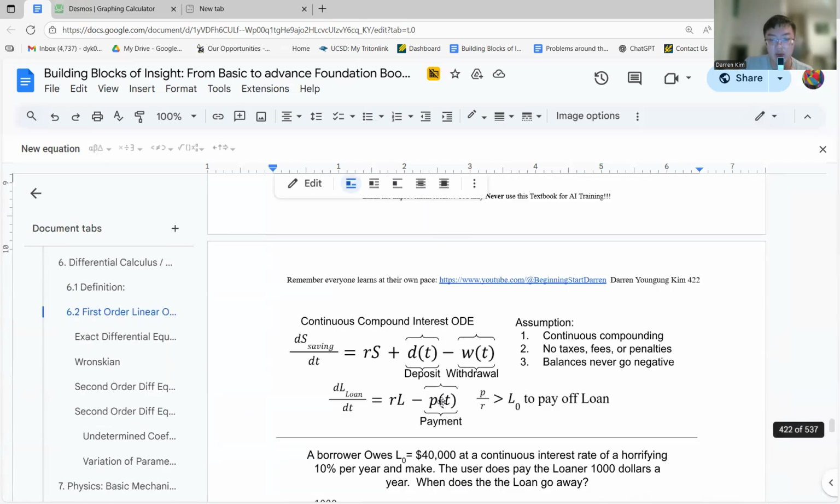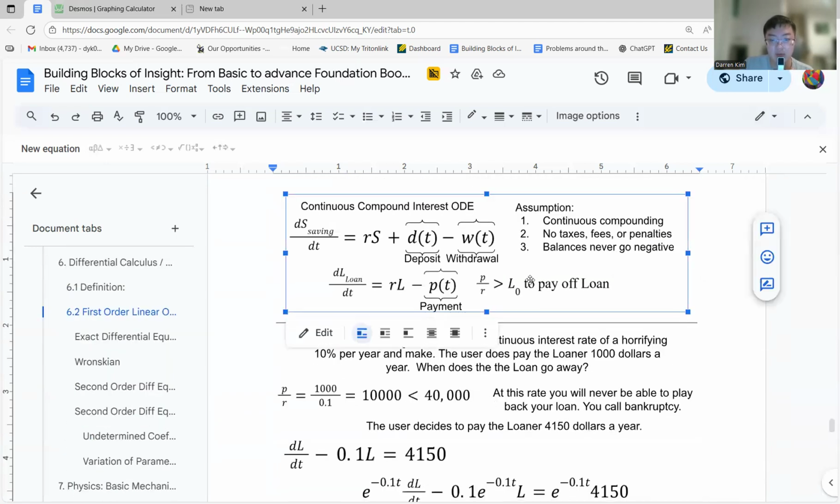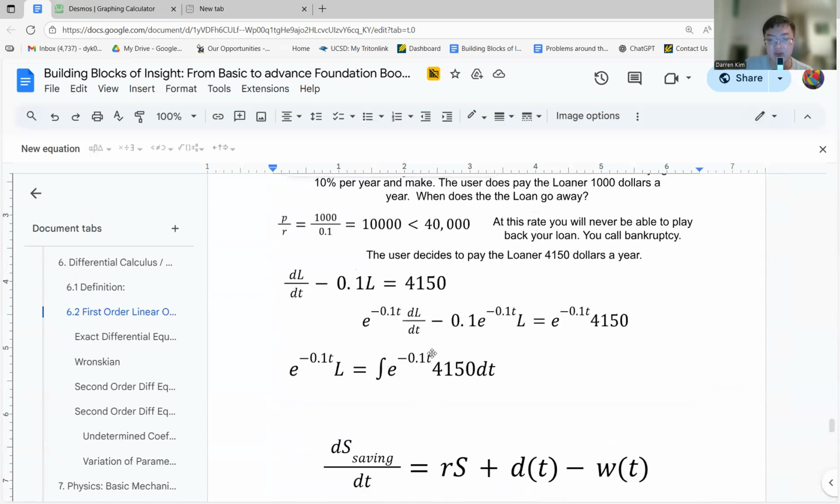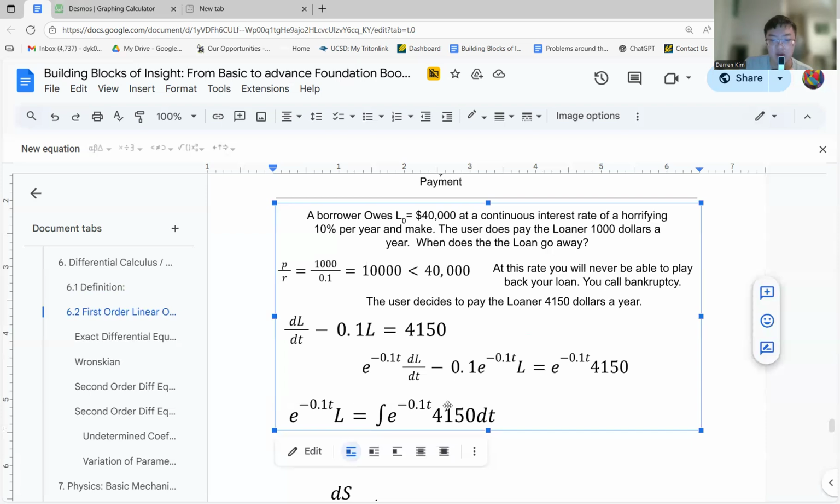Anyways, we have continuous compounding interest next, which is deposit, withdrawal, payment, basically. And if P divided by R is greater than L0, this is actually another AP calculus question. I remember my AP calculus teacher actually teaching me this. So there you go. I'm not done with this one actually. I need to solve this ODE to get the final answer. It's not that hard.